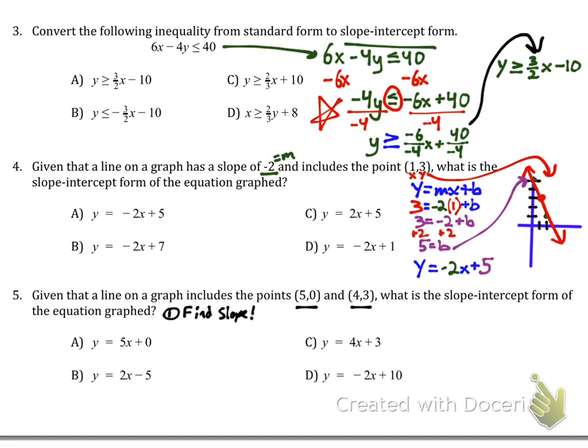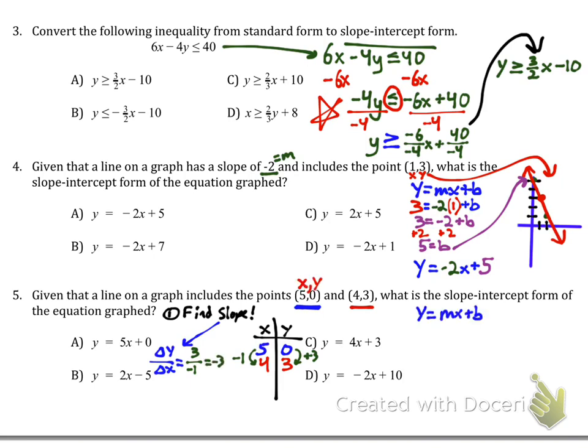So now, if we have a graph that includes 2 points, we need to find the slope first before we do anything else. I'm going to do this by making a table, putting the points in the table, finding the delta y over delta x, the rate of change, because that is slope. 3 divided by -1 is -3, so that's our slope. So now I'm going to plug in the equation. I can pick either point. I'm just going to pick 5, 0 because it has a 0 in it, and that is often a little easier. 0 equals -3 times 5 plus b. 0 equals -15 plus b. And when you add 15 to both sides, you find out b is 15.